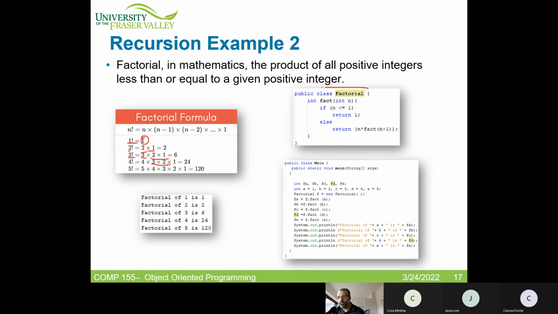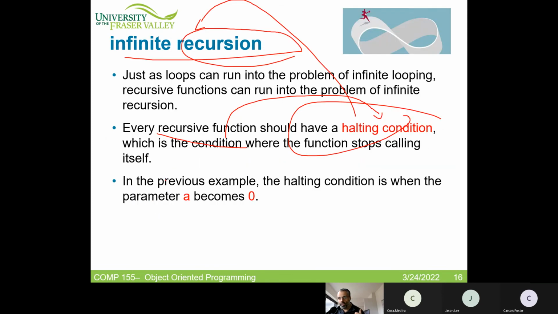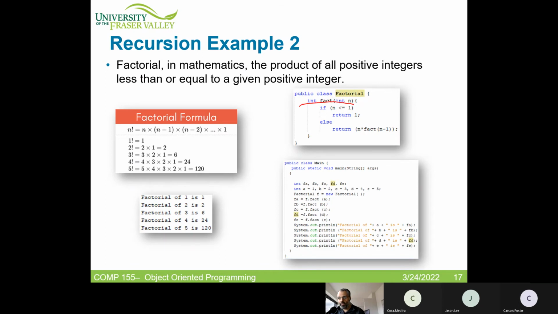So here I create a class and name it factorial. I create this method that will call itself. So I make here: if n is less than 1, it will return 1. Else, it will call itself. As I said, here we are not using a loop. We're just using a condition and calling ourselves. And this will stop whenever the halt condition is satisfied.